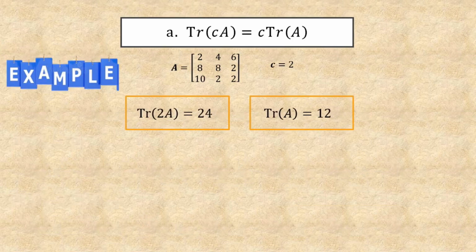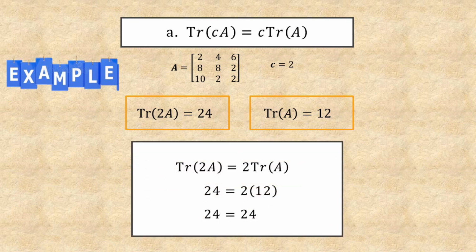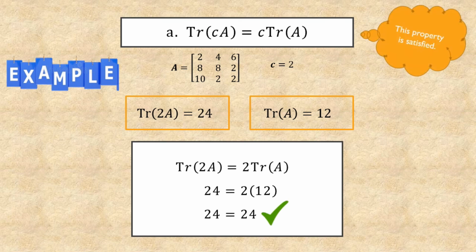Using the two answers, trace of 2A is equal to 24 and trace of A is equal to 12, let's apply the property. So, trace of 2A is equal to 2 trace of A. So, 24 is equal to 2 times 12. So, 24 is equal to 24, which is correct. So, this property is satisfied.